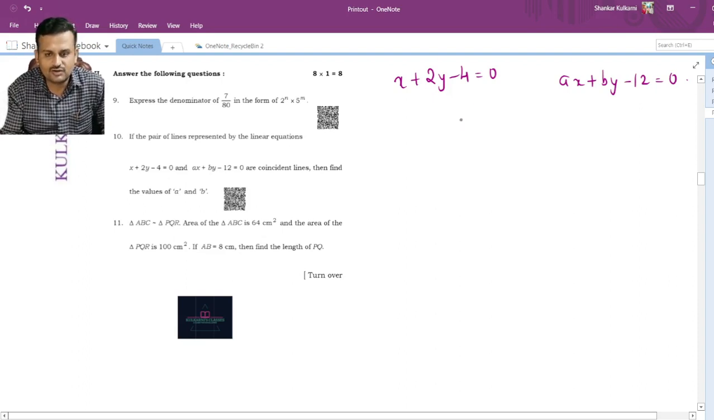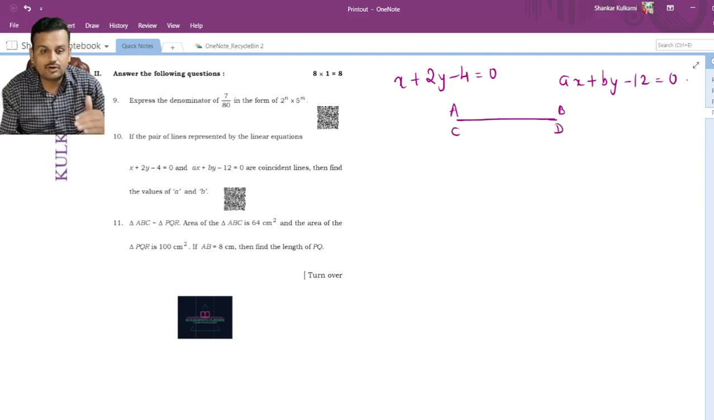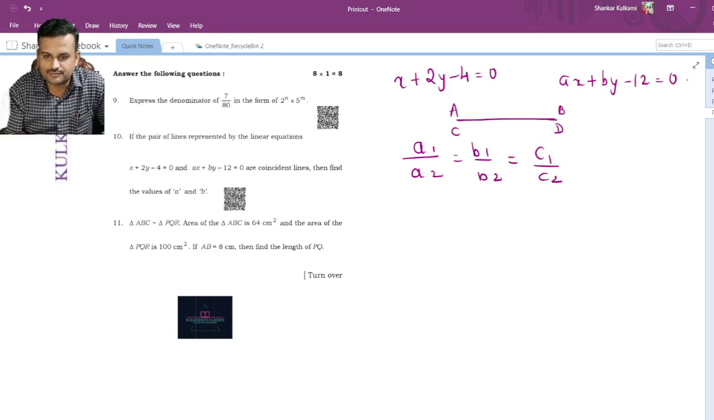What is the meaning of coincident lines? If one line overlaps on the other line, then we call the lines coincident. That means both AB and CD are overlapping on each other. So this is what we call coincident lines. So here, what is the situation? The situation is like this: when the lines are coincident, a1 by a2 is equal to b1 by b2, that's equal to c1 by c2. This is the property of coincident lines.